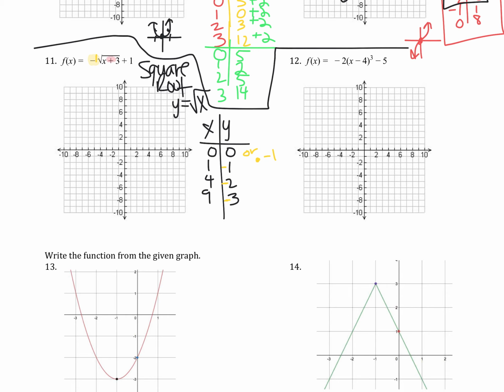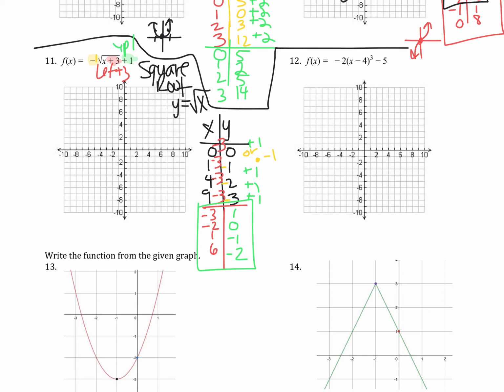Then the next step is inside, the +3 is going to move it left 3. So then we need to go and subtract 3 from all of our x values. We'll get -3, -2, 1, and 6. And then lastly at the end is this +1, which moves it up 1, so it's going to affect the y values. So after we have flipped all of them, we're now going to add 1 to each of those. So we'll get 1, 0, -1, -2.